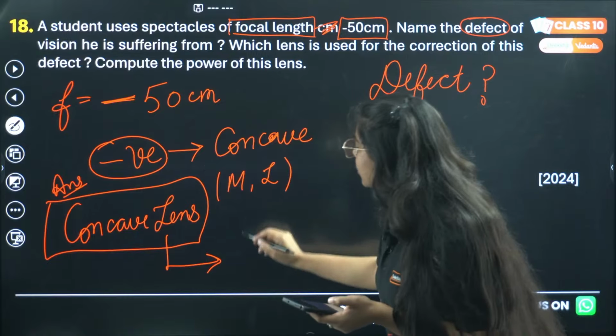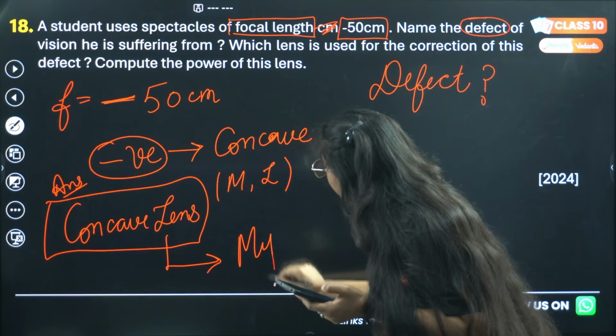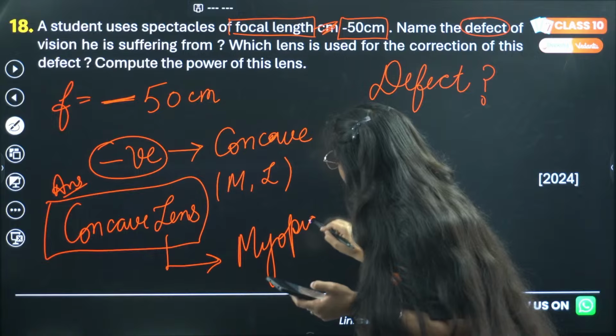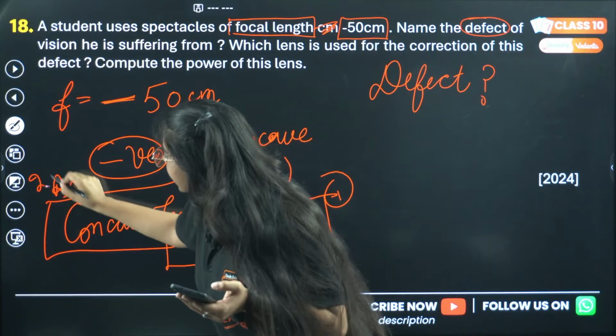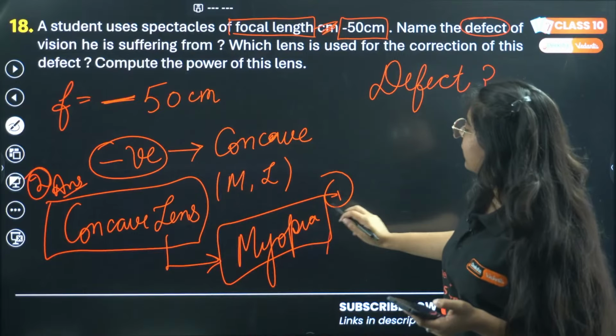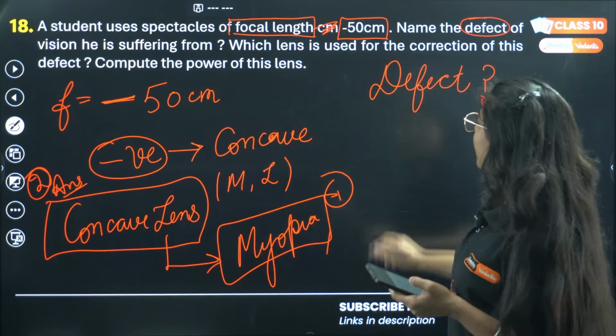The concave lens is used in myopia. Okay, so this is the first answer. This is actually the second answer. So we have seen the defect and the corrective lens. Compute the power of this lens.